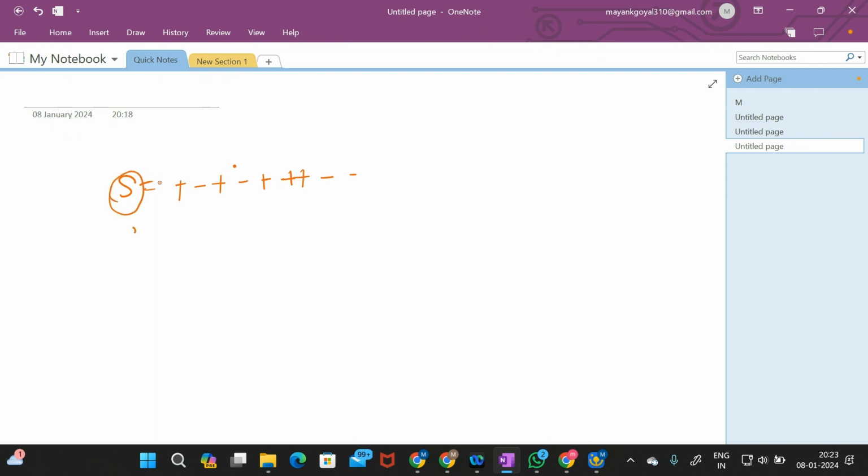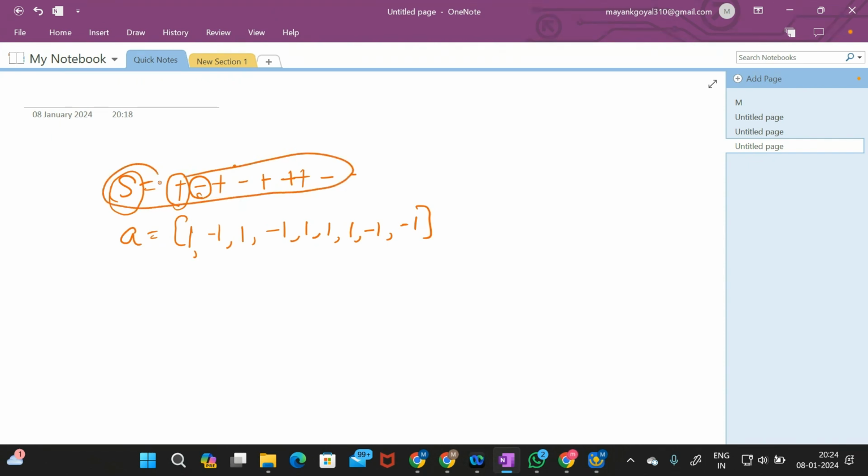So S represents an array. If any element of S is plus, it means 1, and if it is minus, it is minus 1. So 1, minus 1, 1, 1, 1, minus 1, minus 1. So this string represents this array. Okay.